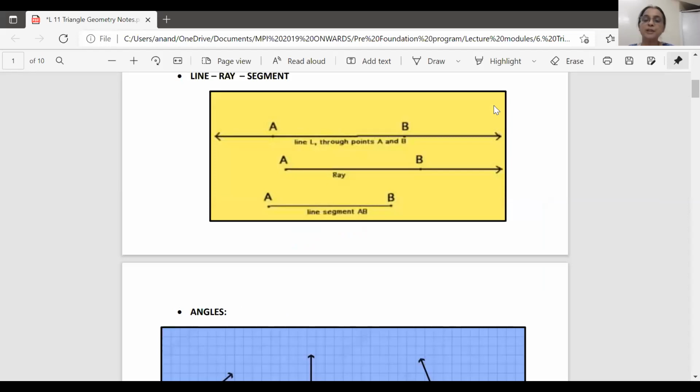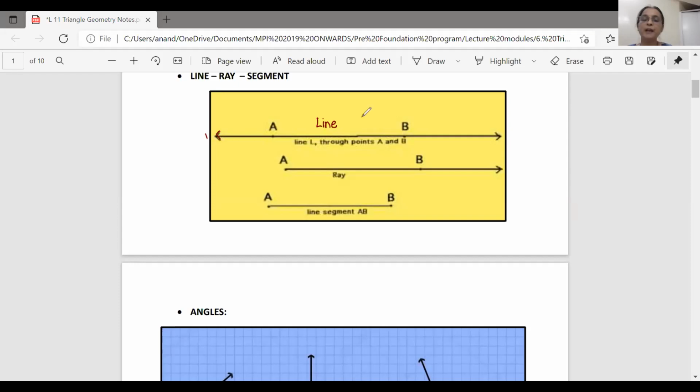One way is the line extends on both sides indefinitely. That means this line will go outside this paper, outside this PC, outside my house. It will go on and on and on both sides indefinitely. That is called a line, and that is indicated by an arrow on both sides.